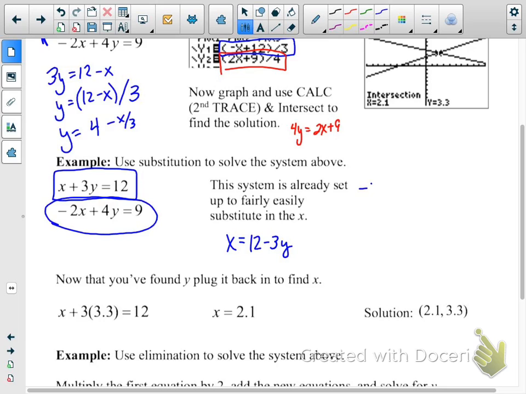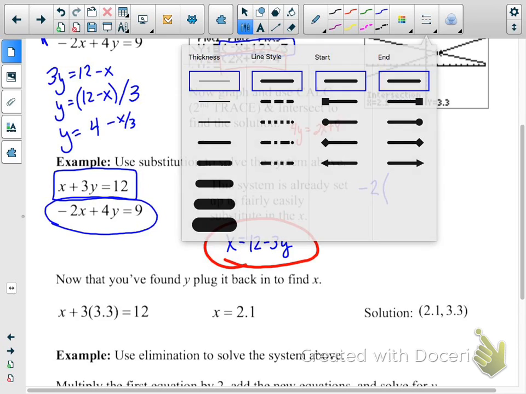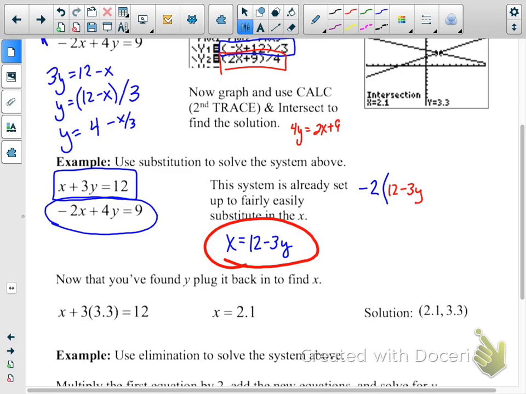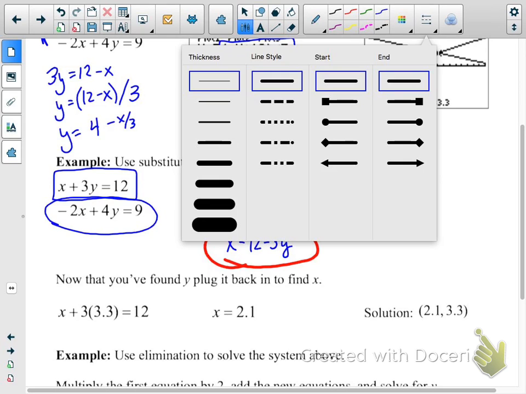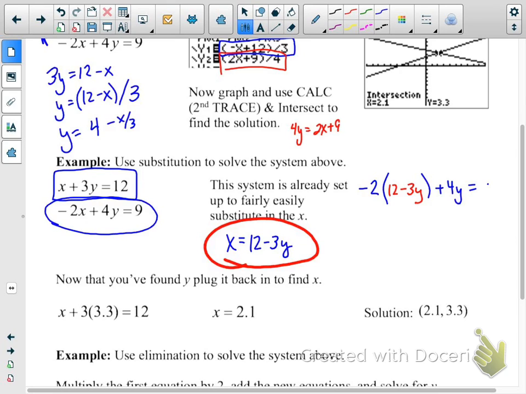So that's going to be -2, and then in parentheses here, actually let's do this in a different color. Okay, so I'm going to put that in here in red. So that's going to be 12 minus 3y plus 4y is equal to 9. So now distribute. -24 plus 6y plus 4y is equal to 9. 10y is equal to 24 plus 9, let's see, that would be 24, 34, 33. And then y is equal to 3.3.